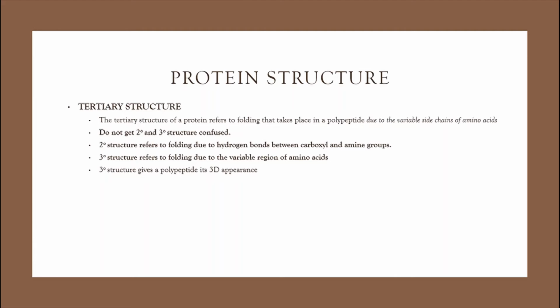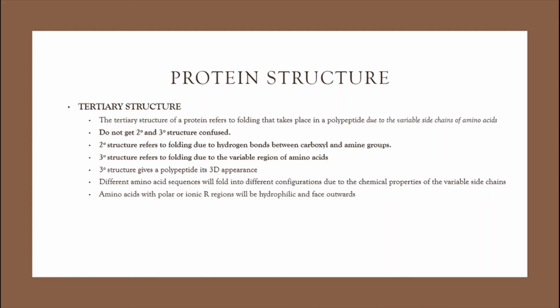So where we looked at secondary structure, we were looking at folding or spiraling. Now with tertiary structure, we're looking at these complex 3D shapes that are going to take place due to a number of different interactions with our variable side chains. So different amino acid sequences will fold into different configurations, and this is because of chemical properties of those variable side chains. So what are those different chemical interactions?